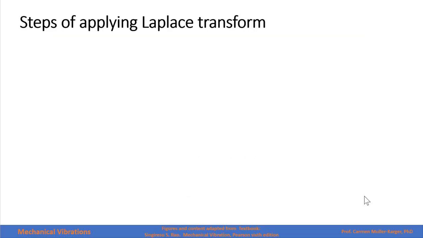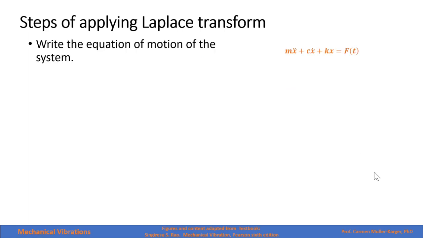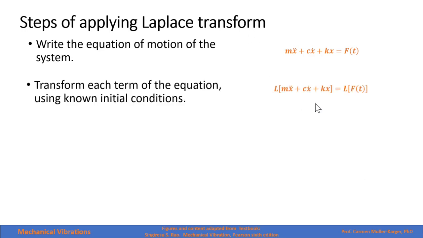The steps of applying the Laplace transform are the following. We will write the equation of motion of the system. We are very comfortable with the equation. We have mass times acceleration plus damper constant times velocity plus constant of the spring times displacement is equal to the applied force. We have to apply the Laplace transform to both sides of the equation.